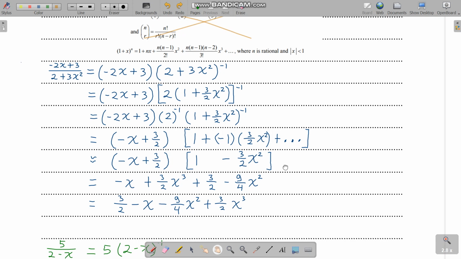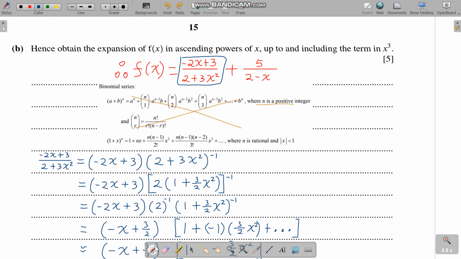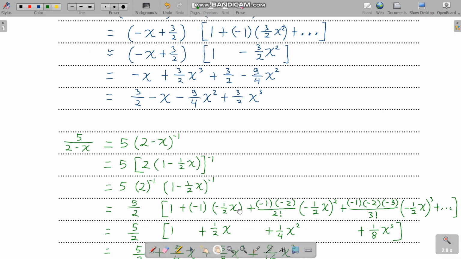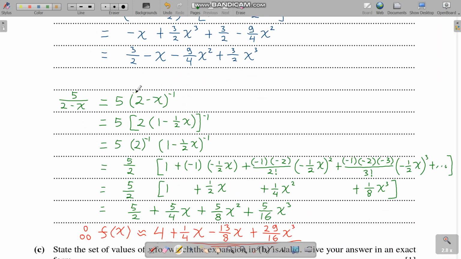Okay, now we do the next term, which is the 5 over 2 minus x. So 5 over 2 minus x, we use negative power. Again, we cannot use the formula because this is 2. We have to factor out the 2. If we multiply, we get the original. So 2 is also to the power of minus 1. 2 to the power of minus 1 is 1/2. So here we have 5 over 2.